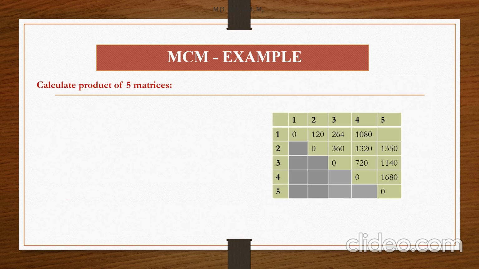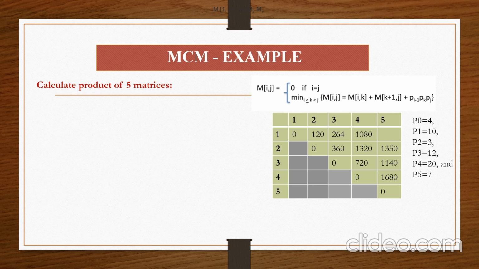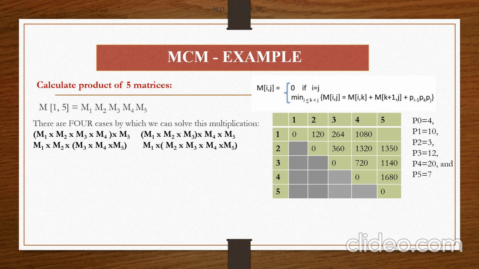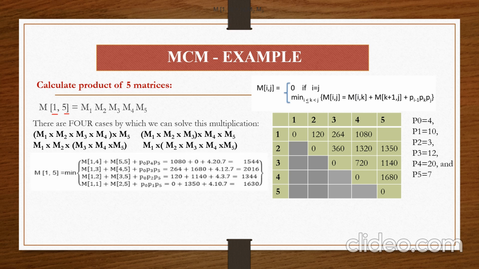Now I need to calculate for 5 matrices. So apply the same formula, with the same set of P0 to P5. The matrices which I am considering are from M1 to M5. Now there are 4 possibilities of parenthesization which are listed below. Now I is 1, J is 5. So K can take the value 1, 2, 3, 4. Applying the formula when K is 1, K is 2, K is 3, K is 4, these are the values, and out of this I have to select the minimal one, and the minimal one is 1, 3, 4, 4, and that has to be filled in this column.